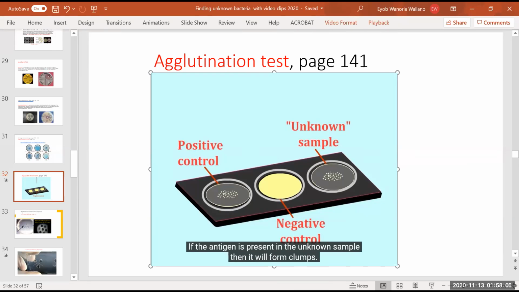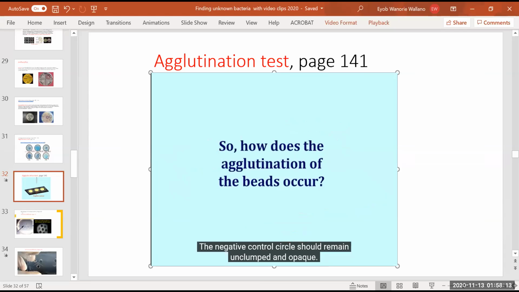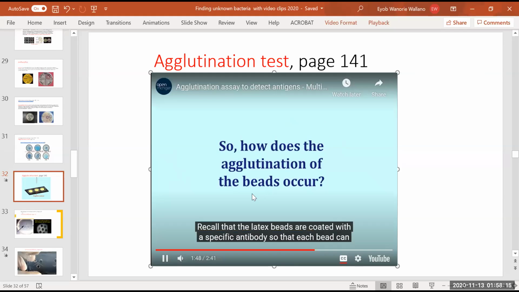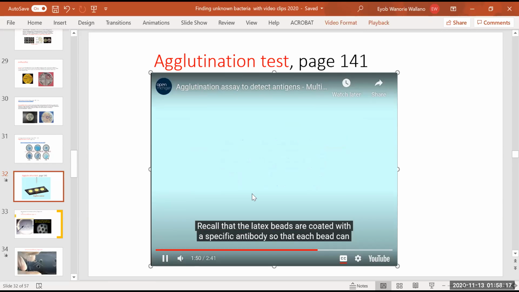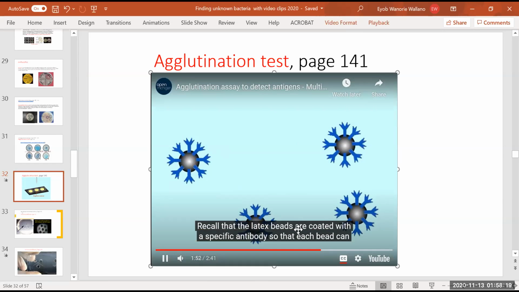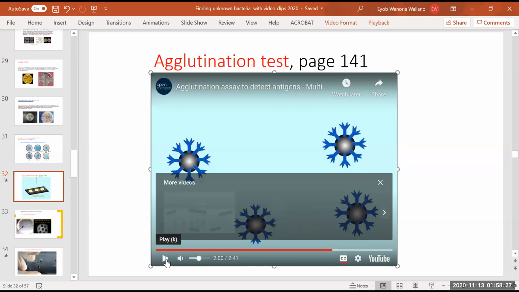If the antigen is present in the unknown sample, then it will form clumps. The negative control circle should remain unclumped and opaque. Recall that the latex beads are coated with a specific antibody so that each bead can bind to numerous antigens. For agglutination to work, the antigen of interest must also be able to bind to multiple beads.